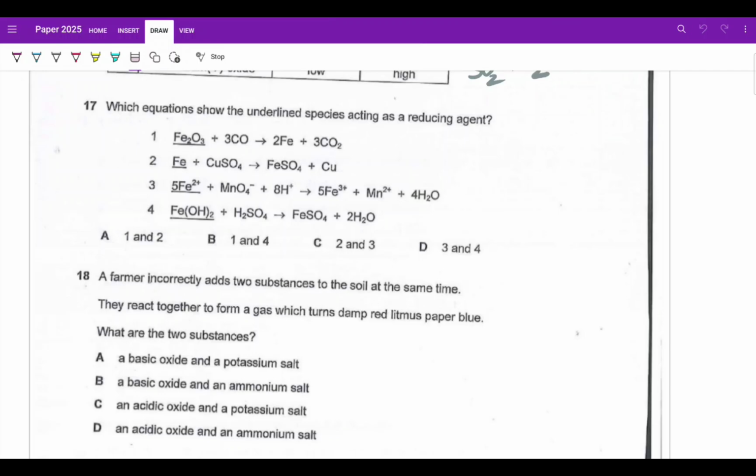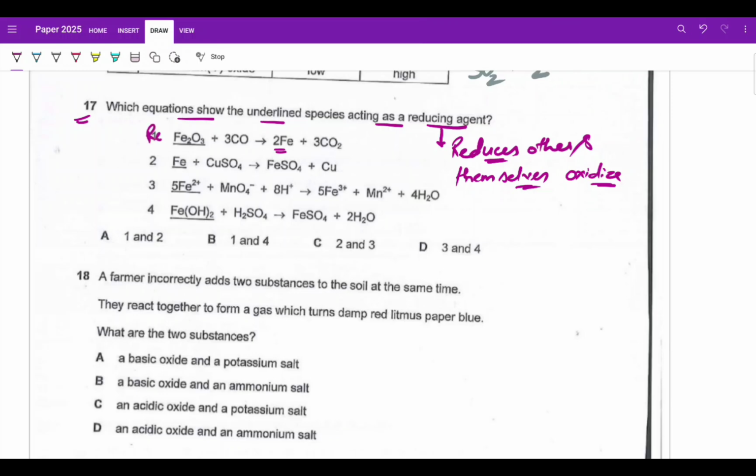Okay. Next question is question 17, which says which equation shows the underlined species acting as a reducing agent. Okay, the reducing agent means those chemical species which reduce others and themselves get oxidized. Fe2O3 here is converting into Fe. It means reduction is taking place of Fe2O3. It's not a reducing agent, it's an oxidizing agent.